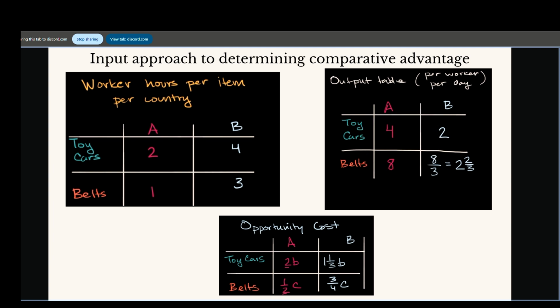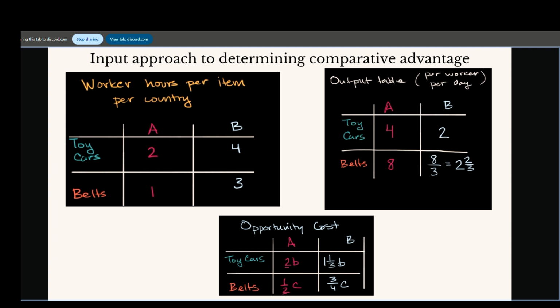We will start from the input table and check out the input approach of determining comparative advantage. Here on the top left, you see worker hours per item per country. It's a table that shows how many hours workers A and B need to put in to make a toy car and a belt at their maximum amount.